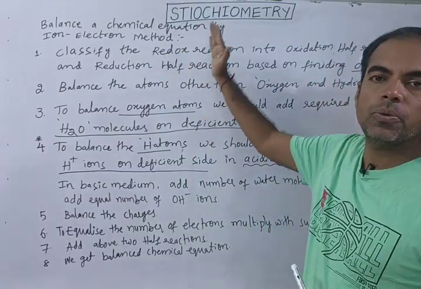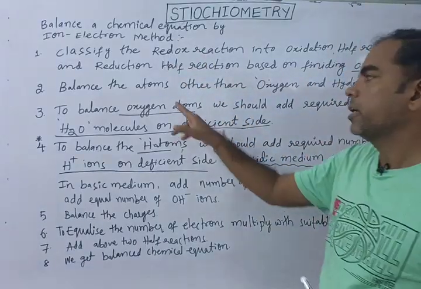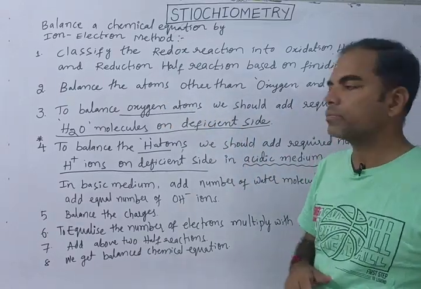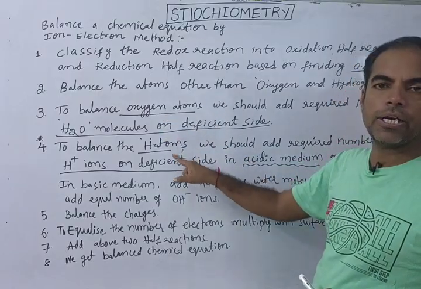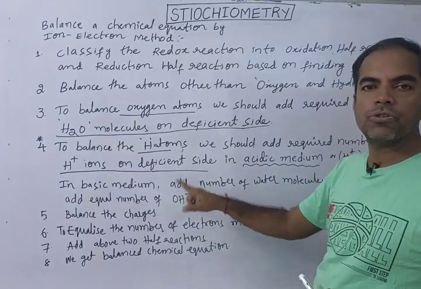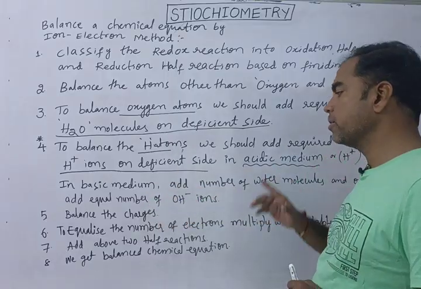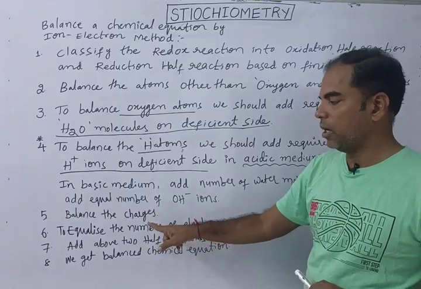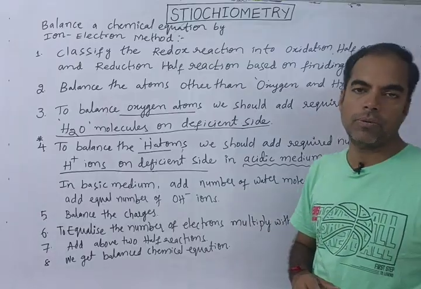First, classify into two half reactions: oxidation half reaction and reduction half reaction. Next, balance the atoms other than oxygen and hydrogen. To balance the oxygen, add water molecules. To balance the hydrogen in acidic medium, add H plus ions, whereas in basic medium, add H2O molecules and the same number of OH minus ions on the opposite side. Next, balance the charges.